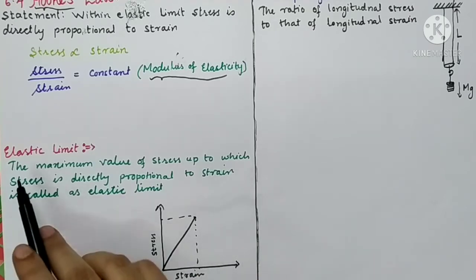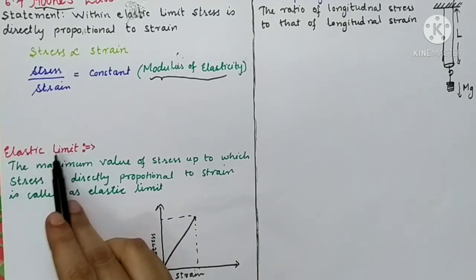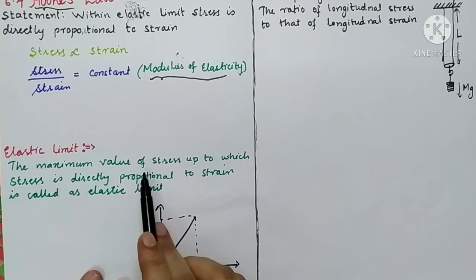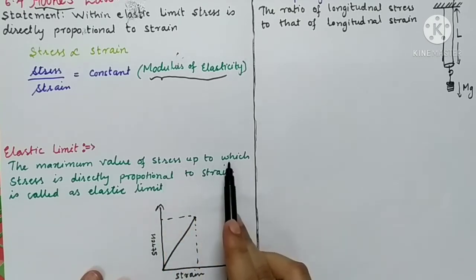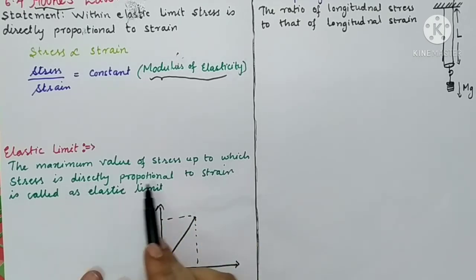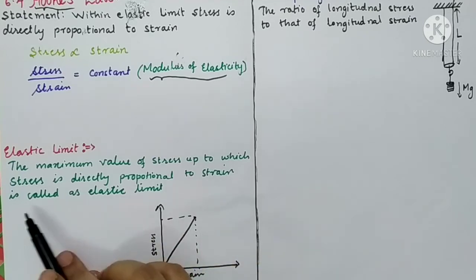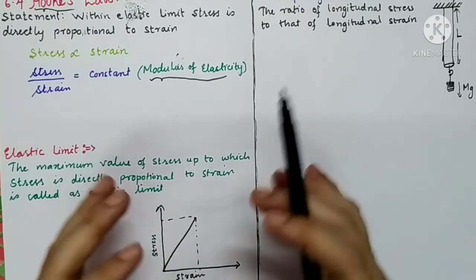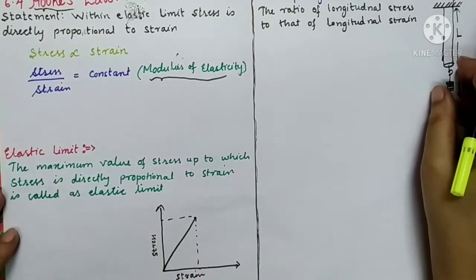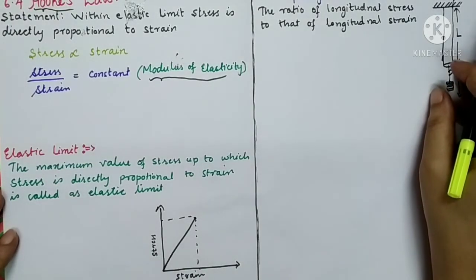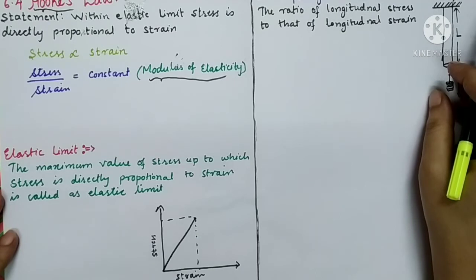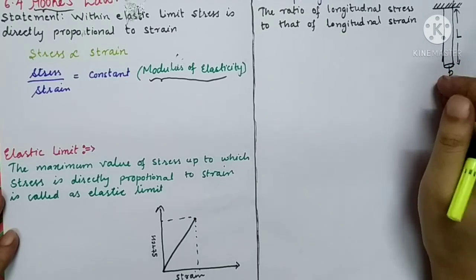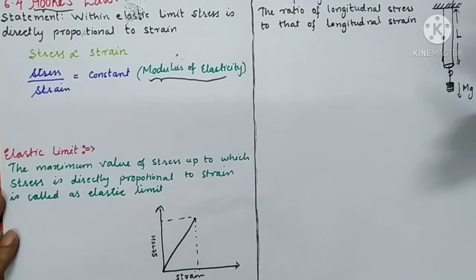So let us see how you can define elastic limit. The maximum value of stress up to which the stress is directly proportional to strain is called the elastic limit. It is the maximum stress which can be applied to a wire till it gets permanently deformed, meaning up to this point the wire can get back its original length.